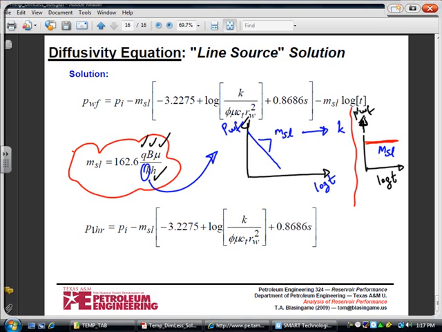And the other way is you will plot your derivative with respect to logarithm of time. And if it shows a constant, then you are in the infinite acting radial flow. And the value of the constant is the MSL. And from the MSL, the slope of the straight line, you will find the permeability.